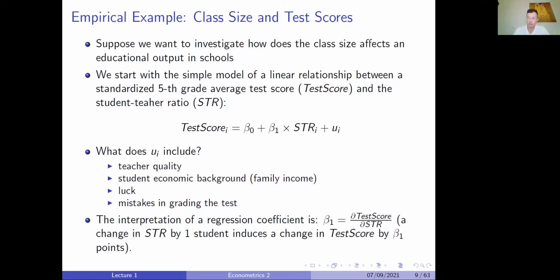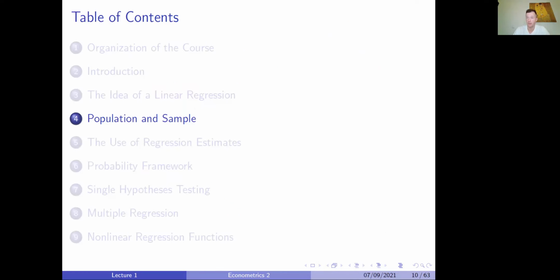And we want to know what this beta 1 is, if you want to know how the class size influences the educational outcome of a group. So that was the idea of a linear regression. Now we move to the next part.